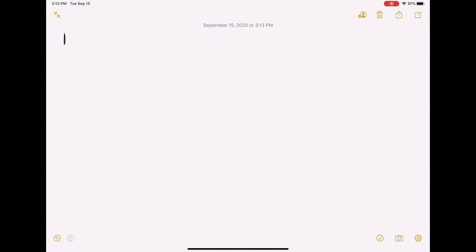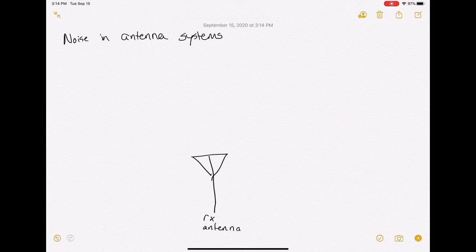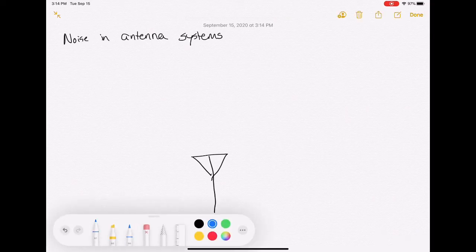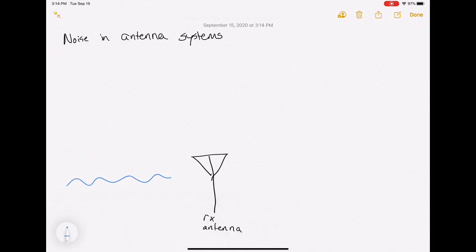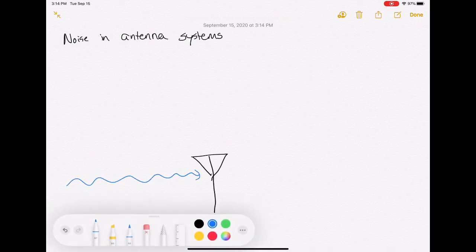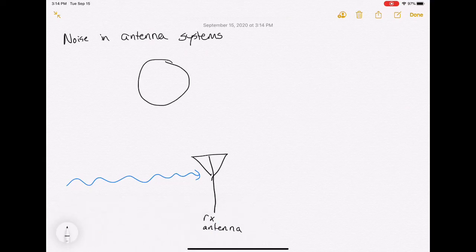Today we're going to talk about noise in antenna systems. Let's start by considering a receive antenna scenario. Your receive antenna has a particular signal that you are interested in receiving. Let's make it blue. It's coming to your antenna with some radiation intensity, and you are receiving it. Cool. Does that mean that you get to detect the information out of it, and is it a usable signal?